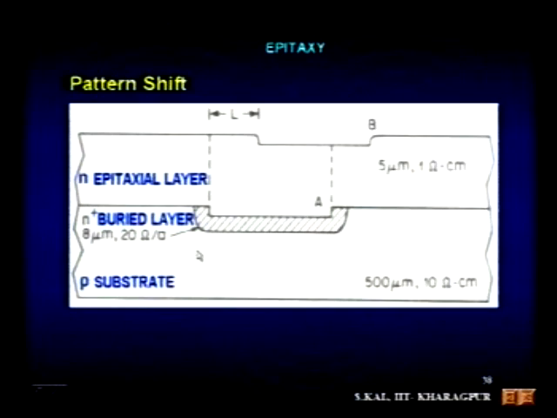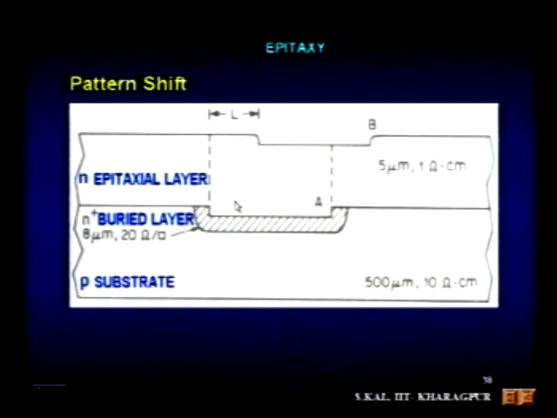Now let us look at the picture, how it looks. Here you see the pattern shifting. This is a P substrate and an N plus buried layer is there. On this N plus buried layer, this depression forms. The depth of this depression varies from 500 angstrom to sometimes more than that. Now when the N epitaxial layer is grown, it is grown layer by layer. This and the next layer are each like a small brick, particularly the silicon crystal or dopant atom crystal. So there, the size of the dopant atom matters.